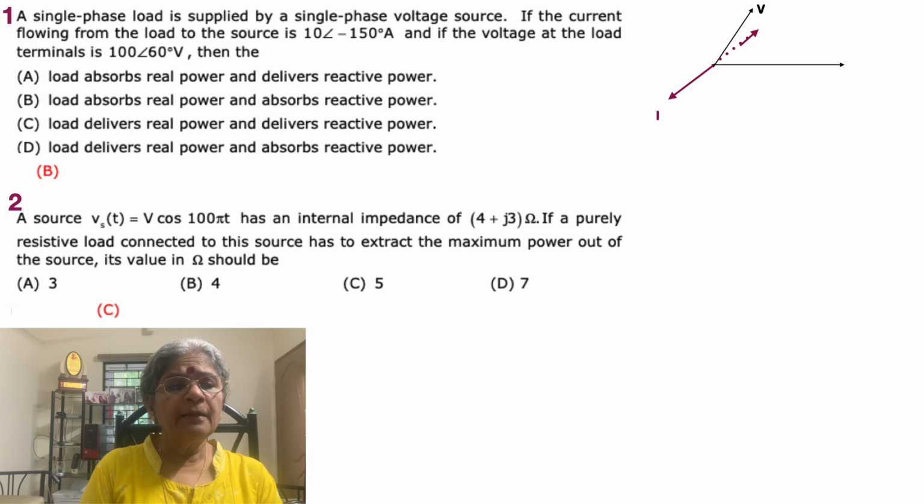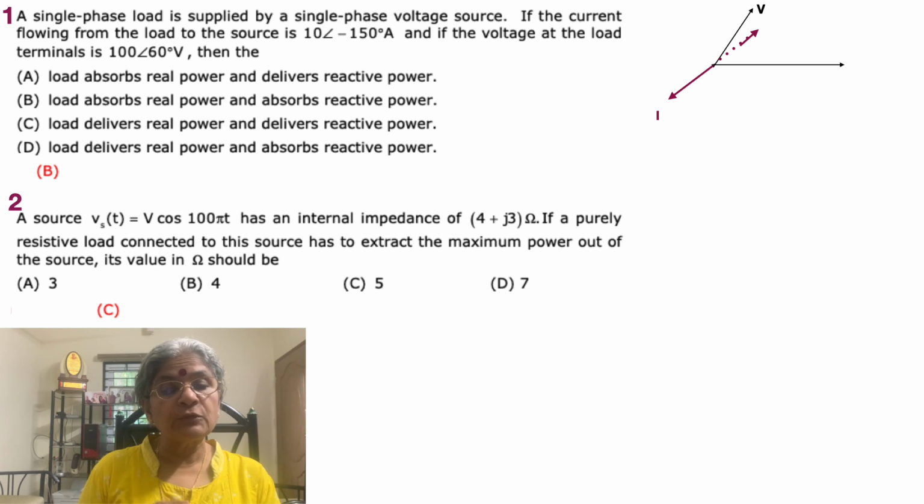So similarly, question number 2, where voltage is given as V cos 100 pi t, has the internal impedance of 4 plus j3 ohms. If a source has an internal impedance of 4 plus j3, which is equal to 5 ohms with an angle. If a purely resistive load connected to the source has to extract the maximum power, then since it's a purely resistive load, you can't add 4 ohms there. You have to add a 5 ohm resistor.